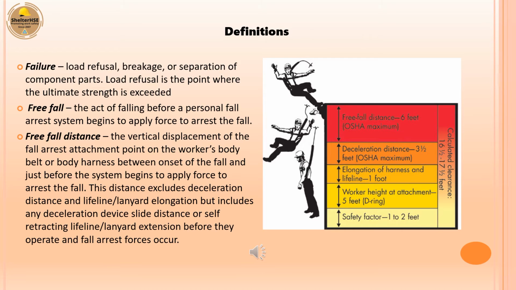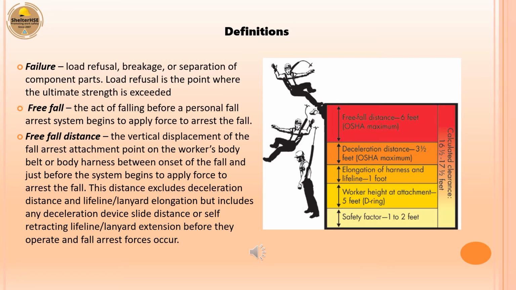Free fall: the act of falling before a personal fall arrest system begins to apply force to arrest the fall. Free fall distance: the vertical displacement of the fall arrest attachment point on the worker's body belt or body harness between onset of the fall and just before the system begins to apply force to arrest the fall. This distance excludes deceleration distance and lifeline or lanyard elongation, but includes any deceleration device slide distance or self-retracting lifeline or lanyard extension before they operate and fall arrest forces occur.